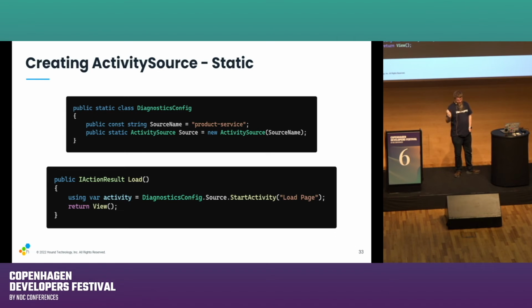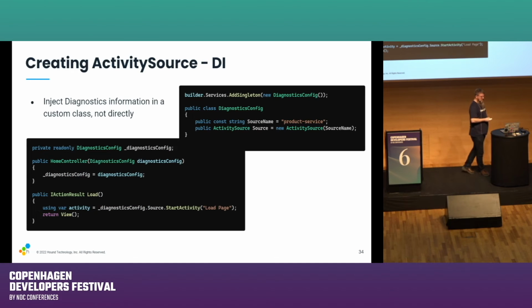Diagnostic config .source .start activity. Now in this scenario, I'm using a static class to store my activity source. The other way of doing this is using dependency injection, if you really hate yourself, where you can inject a diagnostic config. My main piece of advice is if you are doing dependency injection like this, don't try and inject activity source. Inject a custom class that contains an activity source. Do it as a singleton, and then use that.